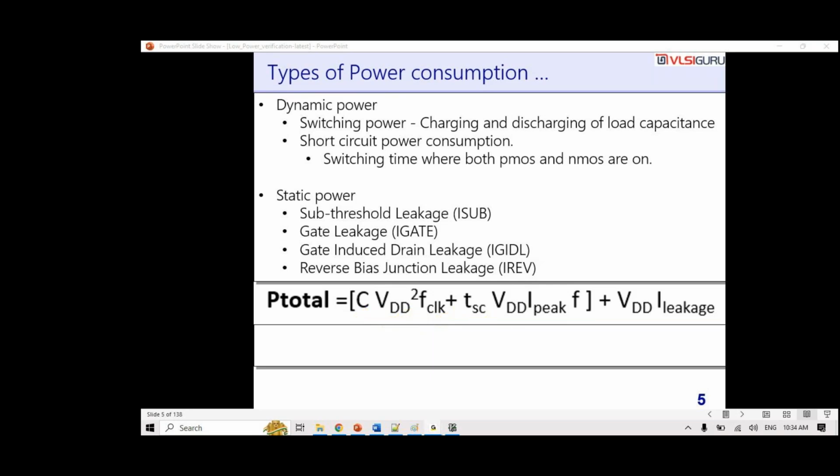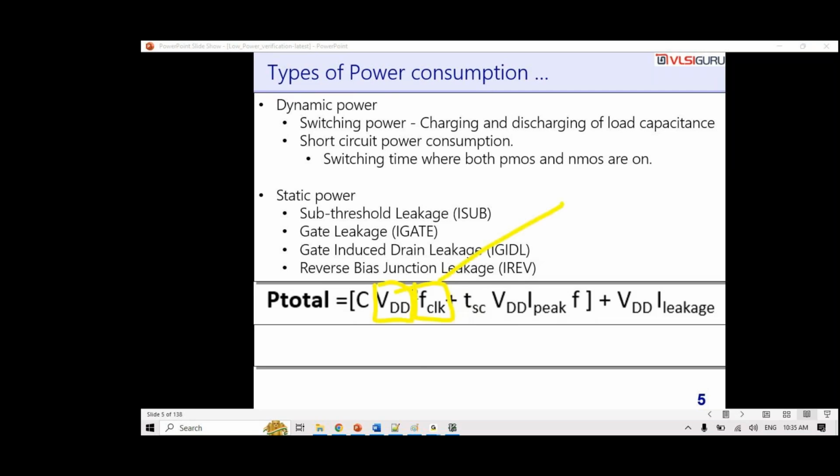The capacitance is something you cannot do much about, because it comes down to the transistor design. As a design engineer, when I'm doing RTL coding and all that, I cannot really control the capacitance, because it goes down to the basic transistor design. So there are two things that you have control over: one is VDD, one is the frequency.